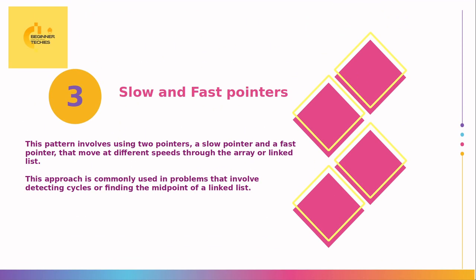Slow and fast pointers, this is required to discuss. This pattern involves using two pointers, a slow pointer and a fast pointer, that move at different speeds through the array or linked list. Let's suppose the slow pointer's speed is x, then the fast pointer's speed might be 2x or 3x. It depends on the scenario and requirement. The slow and fast pointer technique is majorly used in detecting cycles or finding the midpoint of a linked list. We will see these in the examples.